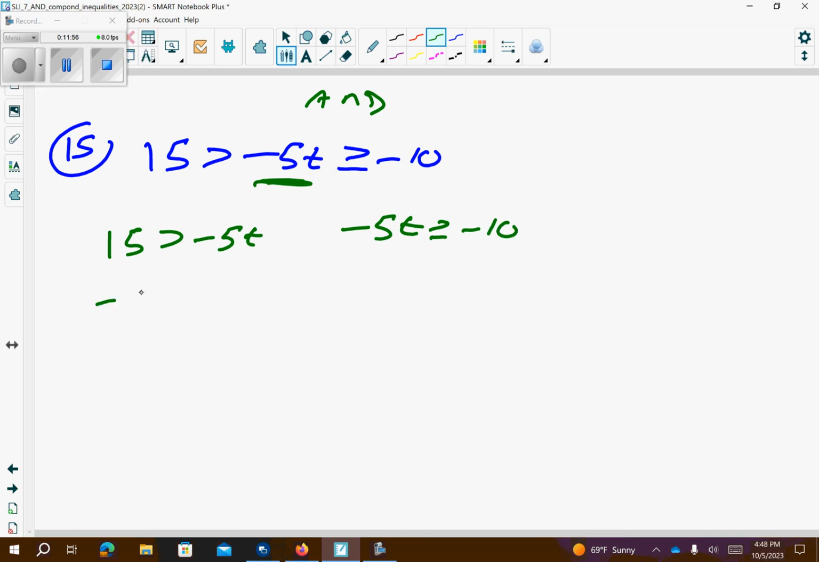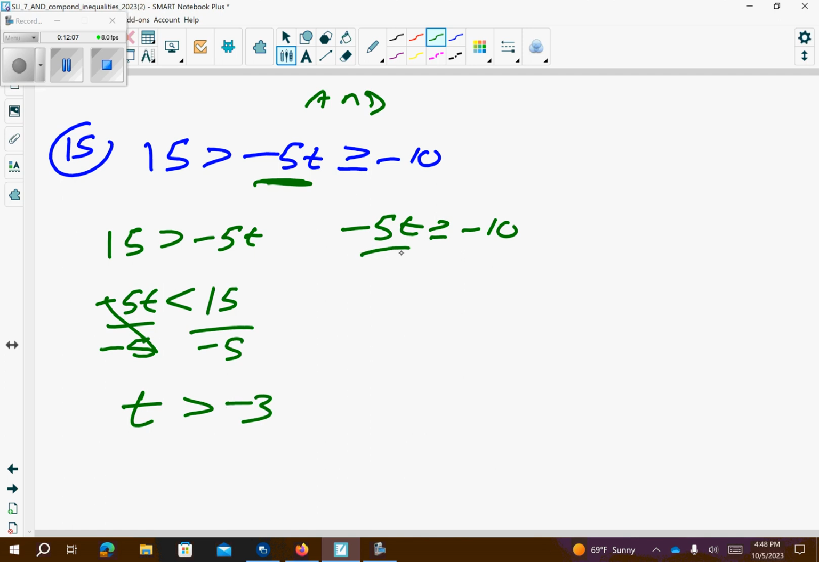Okay, flip this one over, including the sign. Divide both sides by -5. That's going to flip the sign over. Divide both sides by -5, and that's also going to flip that sign over.